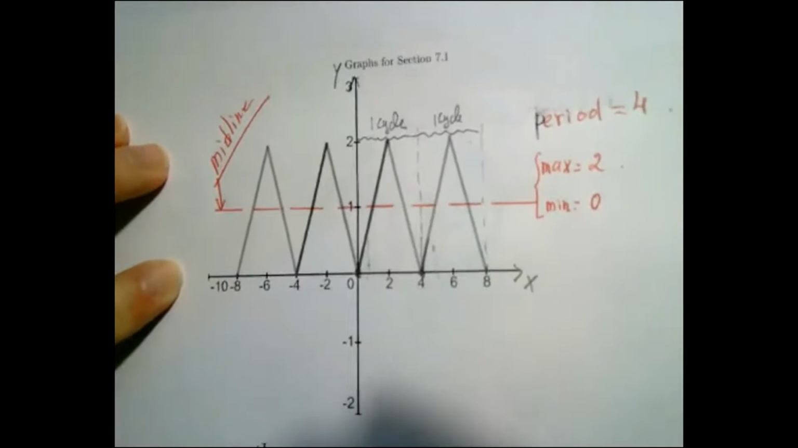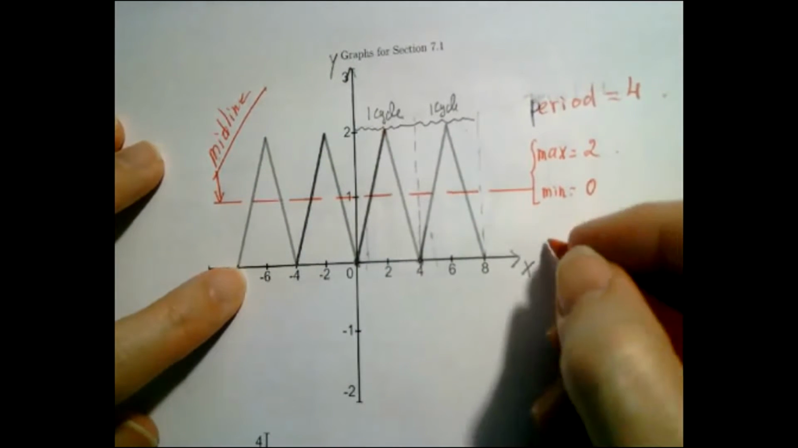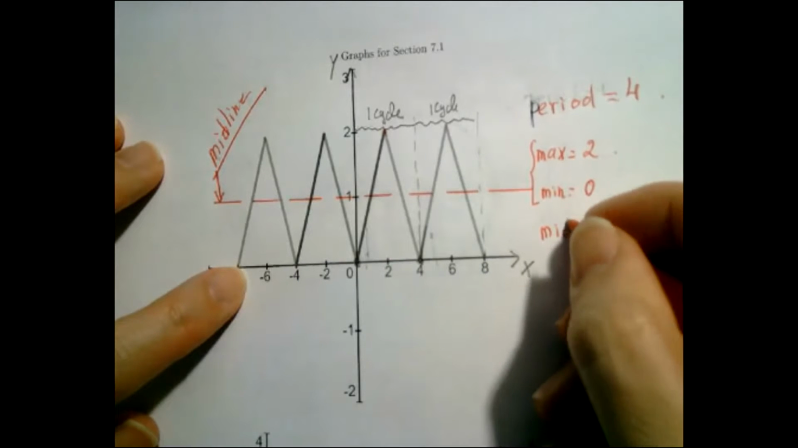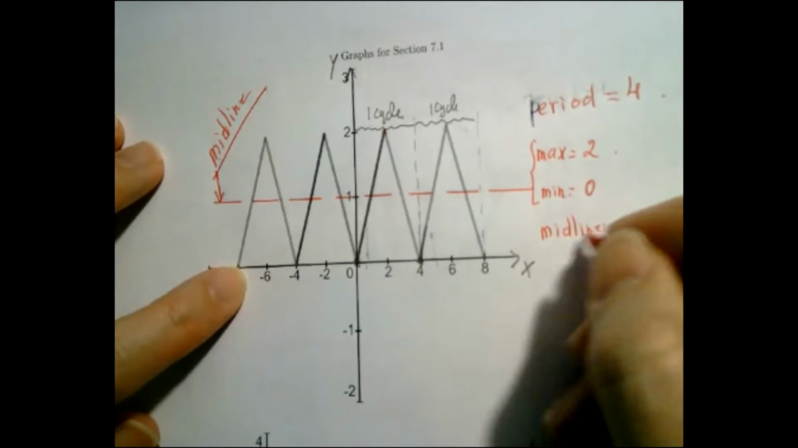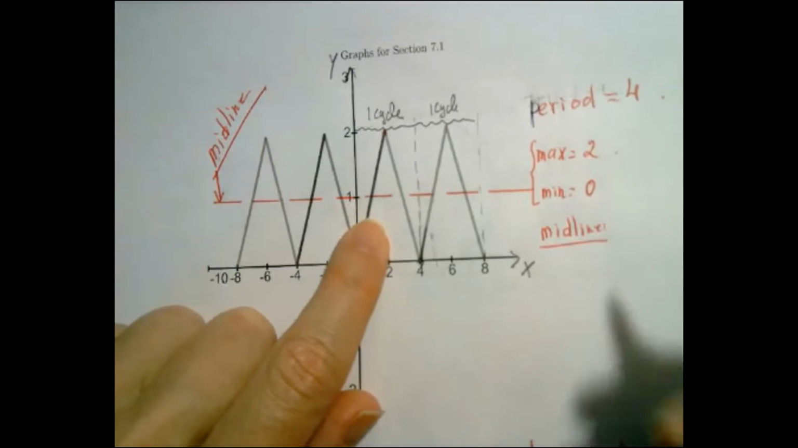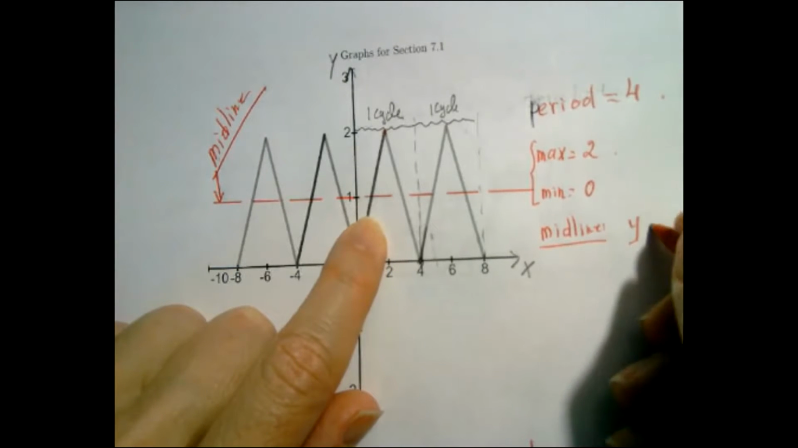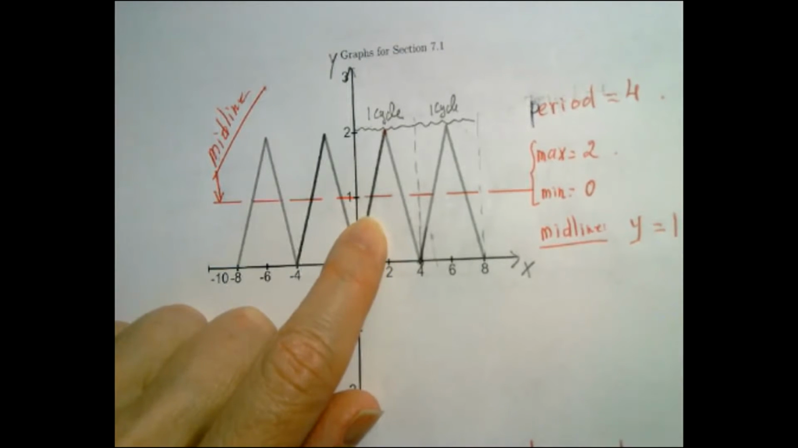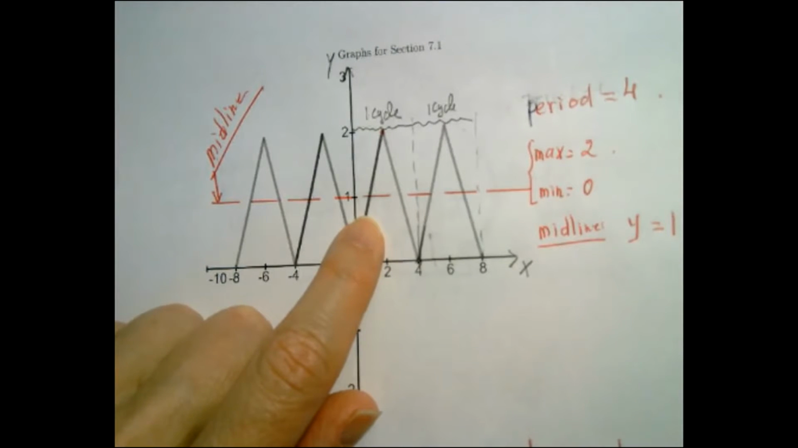Okay, so what's the equation of the midline? Remember, it's a line. A line has an equation. So the horizontal line, its equation is y equal to 1. Not 1, y equal to 1, because it is a line, not just a number.